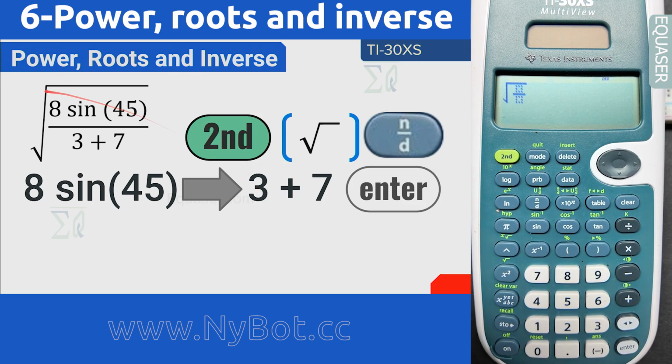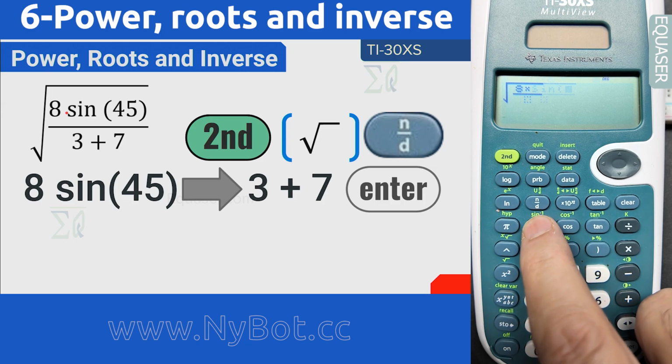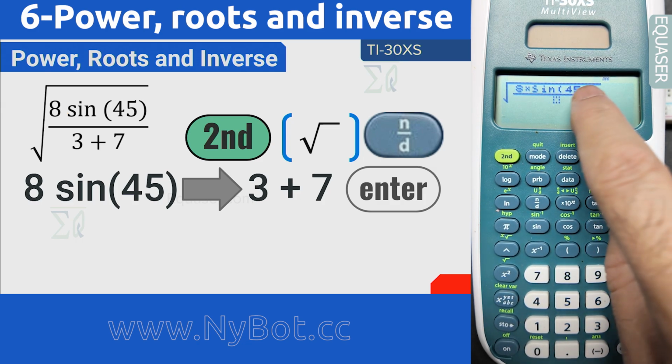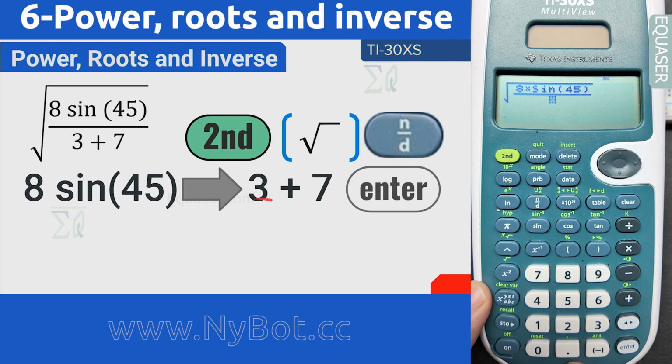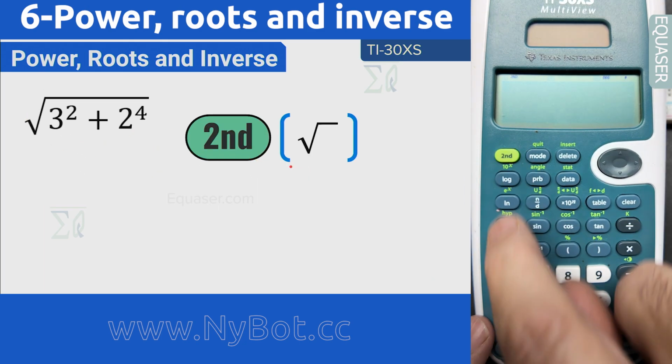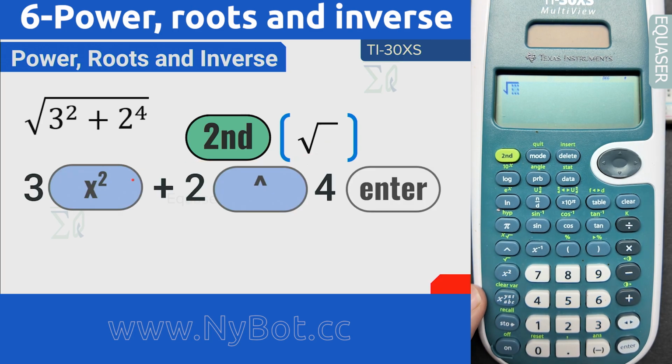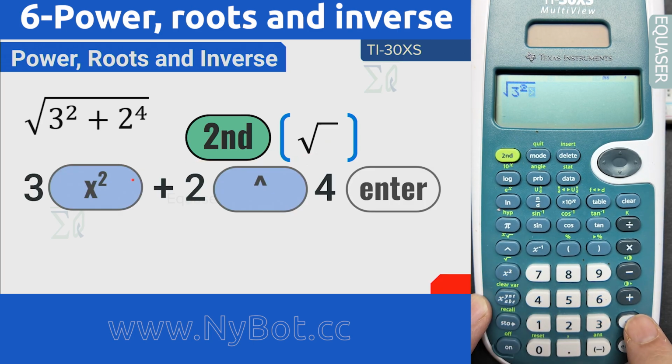Now we can do 8 times sine of 45, close the parenthesis, go with the arrow to the right or low. Let's go this time just low. 3 plus 7, 3 plus 7, and then enter. It has been evaluated. Now to do this expression, we press second function square root and then 3 squared plus 2 to the power, let's say 4, and enter. That's the answer.